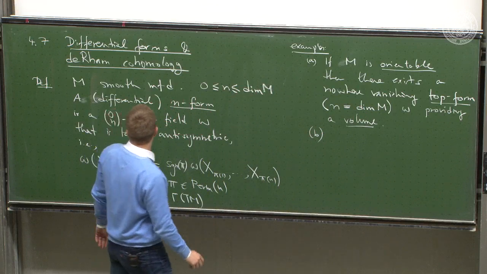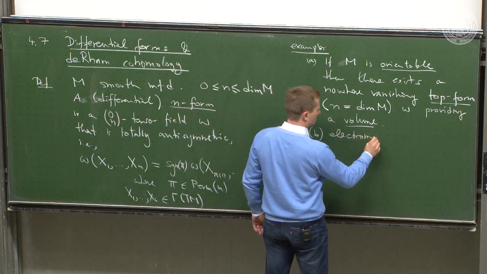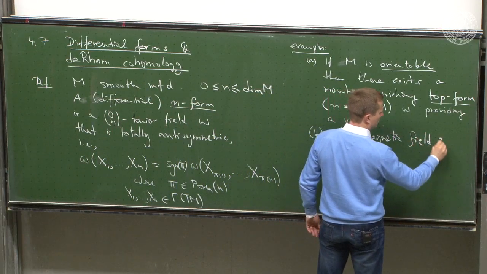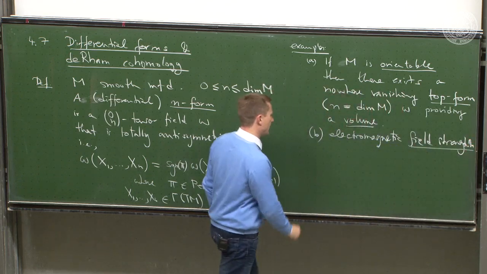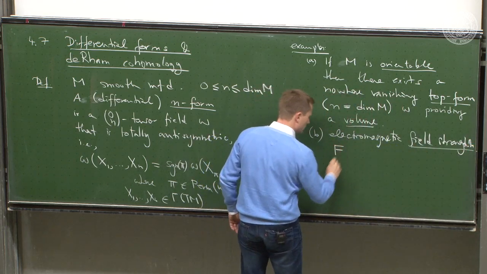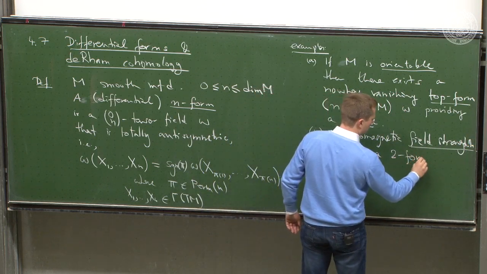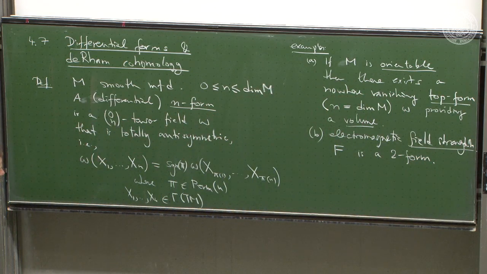B: for instance, the electromagnetic field strength F is a 2-form. That's the Faraday tensor.